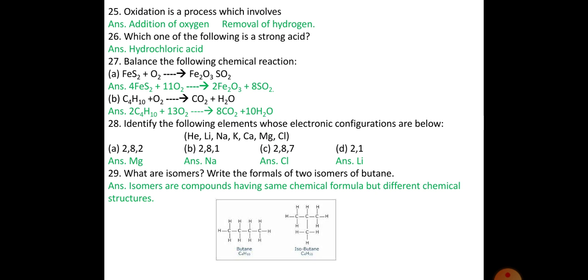What are isomers? Write the formula of two isomers of butane. Isomers are compounds having the same chemical formula but different chemical structures, and the structures are given of butane and isobutane.